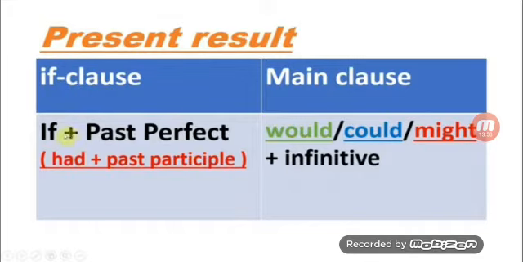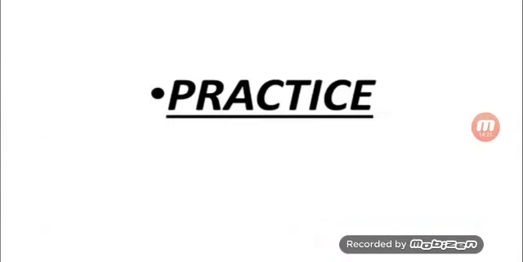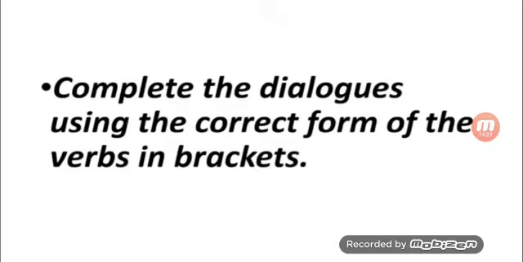But if we are going to express a present result, the if clause remains the same: if plus past perfect, had and the past participle of the verb, but the main clause will be would or could or might just as before, but plus the verb in infinitive. That means the verb in form number 1. Now we move to the practice.